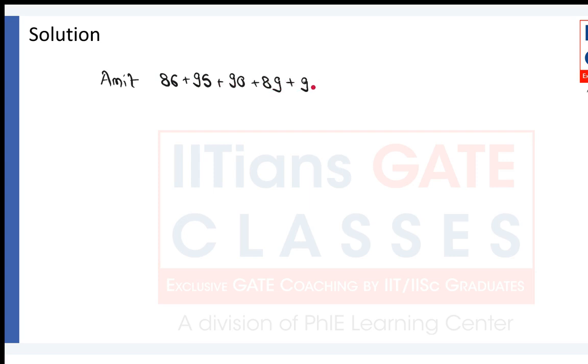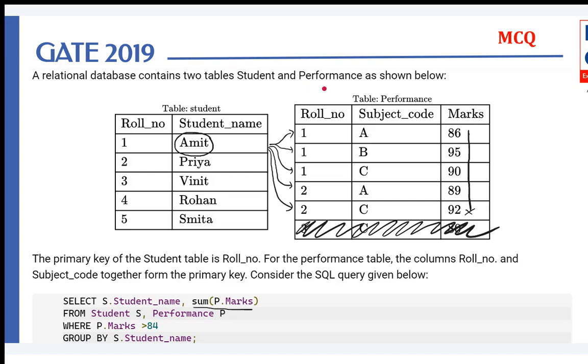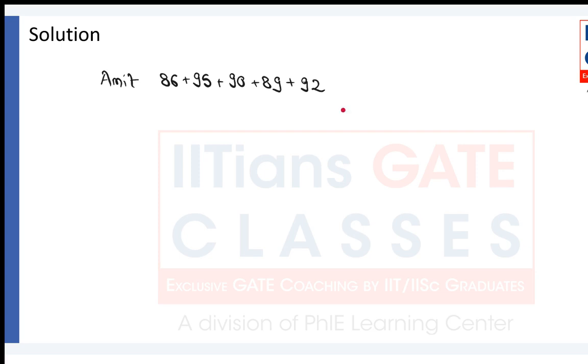This is how a cross join works. You just take a cross product. Now you go to the next student, which is Priya. You join her with this, this, this, this, and this. And you group by Priya and you take the sum of all of them. So again, there will be another row, Priya, with sum as 86, 95, 90, 89, 92.